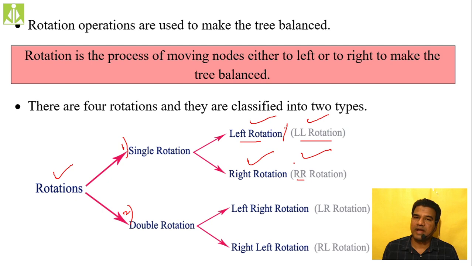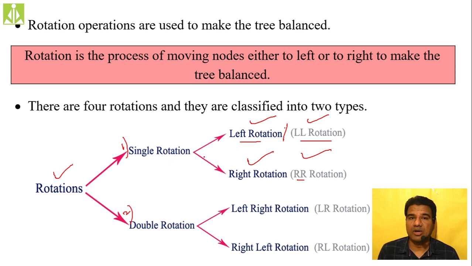RR stands for right rotation. Instead of repeating the term right, we simply call it right rotation or single right rotation. Sometimes we also call it single right rotation or single left rotation because we perform the rotation only once. We perform the moving of nodes only once. That is the reason why we call it single rotation.